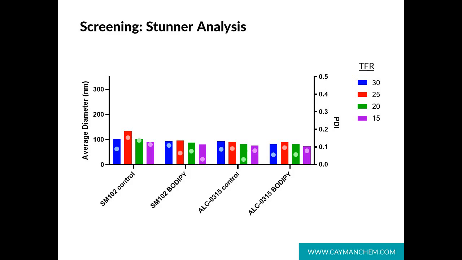The different colors represent different total flow rates, or TFRs. Nearly all of the preps with both ionizable lipids here, with and without BODIPY, showed size at or below 100 nanometers, and PDIs well below 0.2, which is generally considered to be the cutoff for quality uniform particles. So total flow rate did not dramatically affect particle characteristics for these particular particles. In addition, BODIPY did not overall affect the size or PDI.